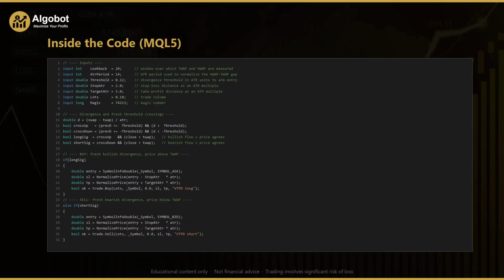Below the inputs is the heart of the logic. The divergence D is the volume-weighted average minus the time-weighted average, all divided by ATR. The strategy then checks for a fresh cross.